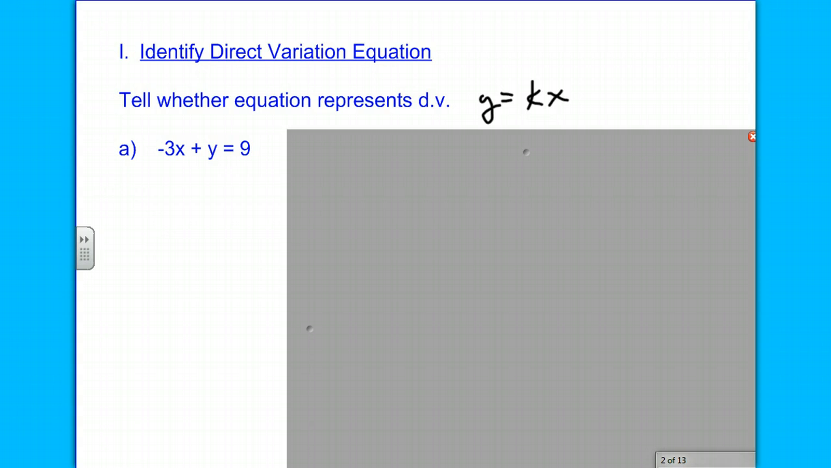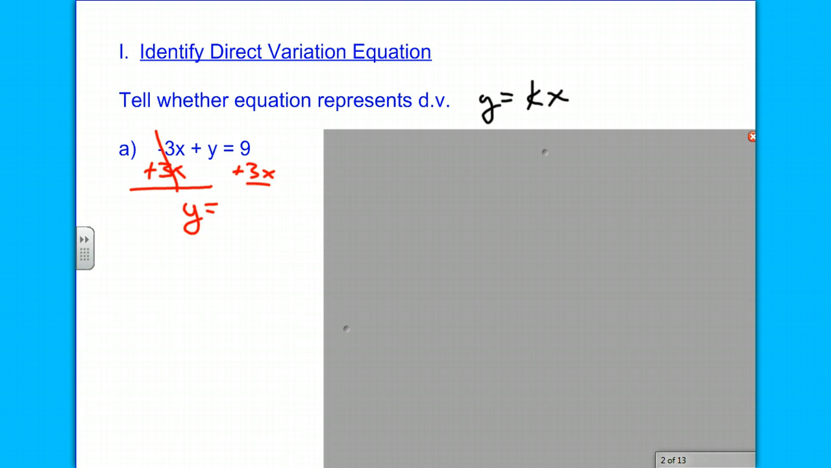So what's the inverse of negative 3x? Positive. So positive 3x both sides, or add 3x to both sides, right? And then we have 0 plus y, which is just y, right? Equals 3x plus 9. So there's our slope-intercept form.